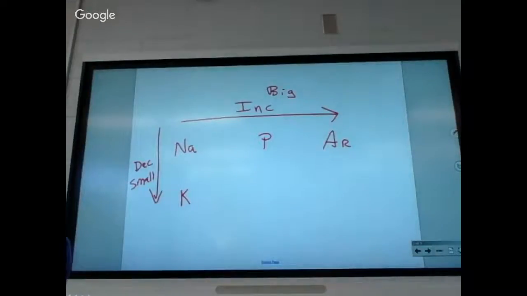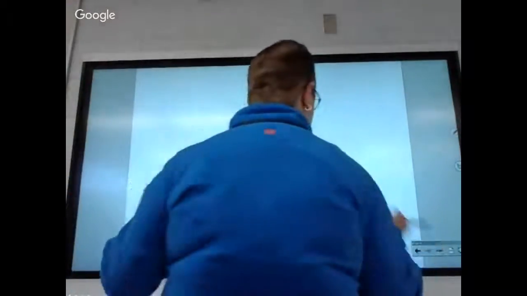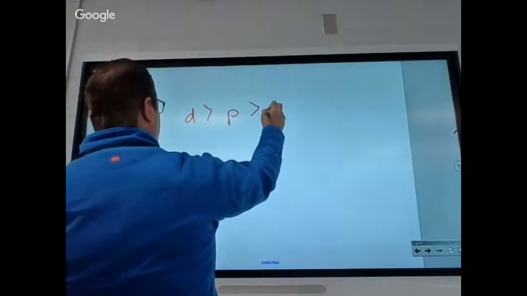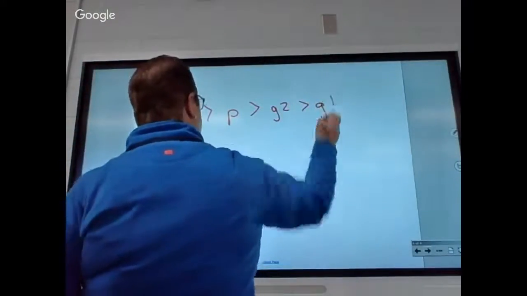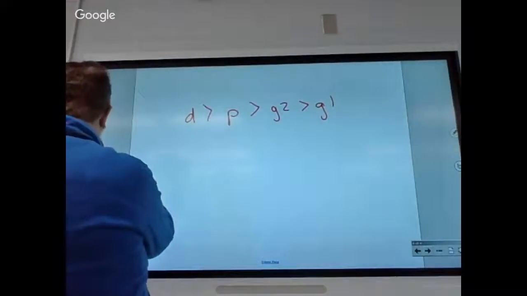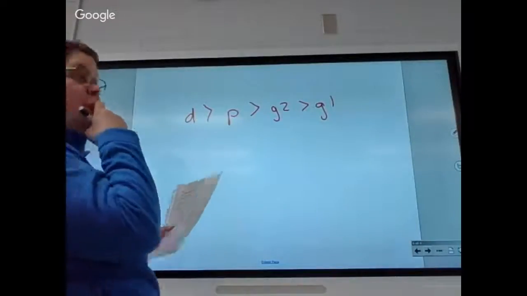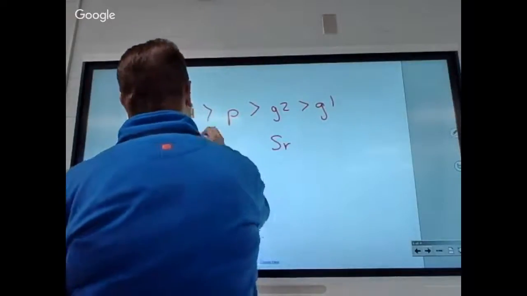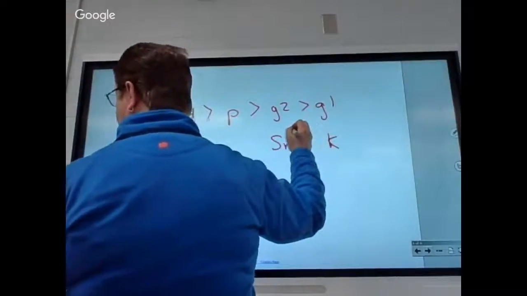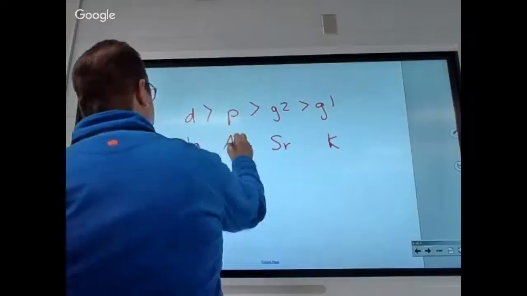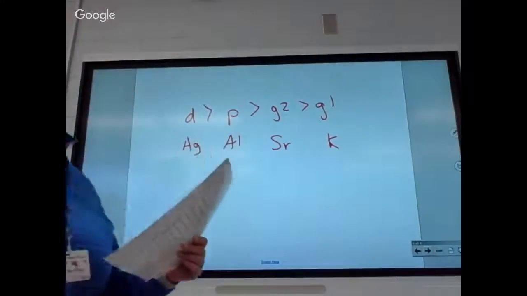Remember which one? Yeah. All right, so it says melting point, right? So what's the trend for melting point? D block is greater than, which is greater than, which is greater than. Yeah. So when you look at them, you can tell me Sr is where? Where does Sr fit? It's in group 2. And K is? And Ag? And Al. So who would have the greatest melting point? That's why it's Ag.